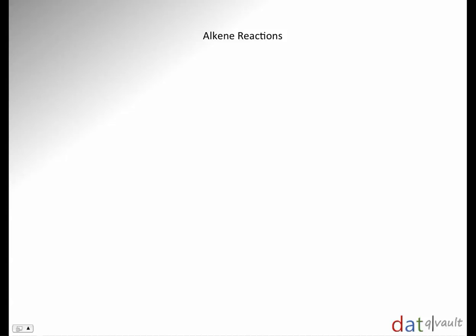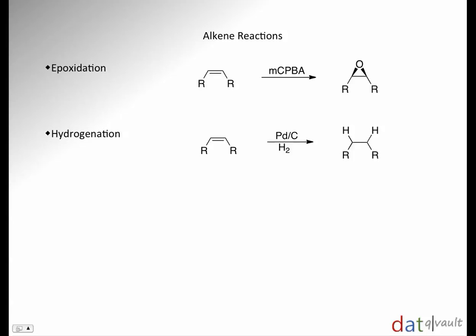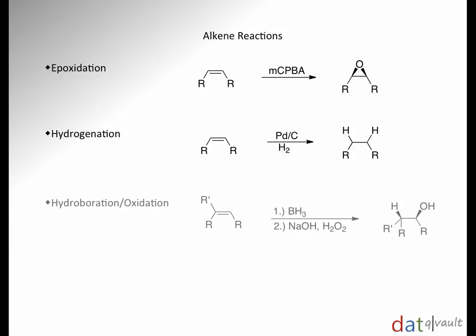In this video we're going to cover a bunch of different kinds of alkene reactions that might pop up on the DAT exam. First reaction that we're going to look at is epoxidation, which is basically the addition of an oxygen atom across an alkene using a peroxy acid. The next reaction that we're going to look at is hydrogenation, which is the addition of hydrogen across an alkene to reduce it to a simple alkane using a catalyst such as palladium or platinum on carbon.